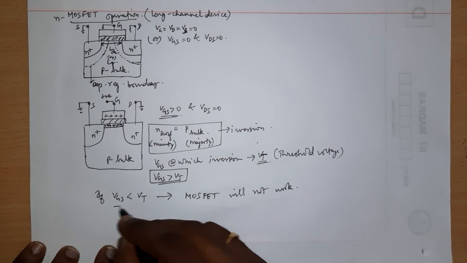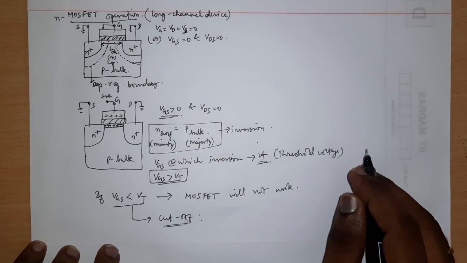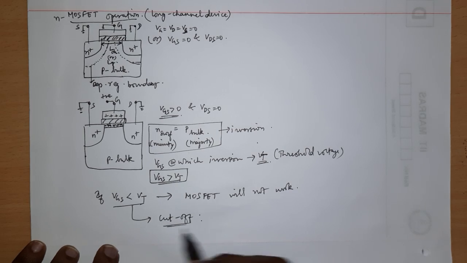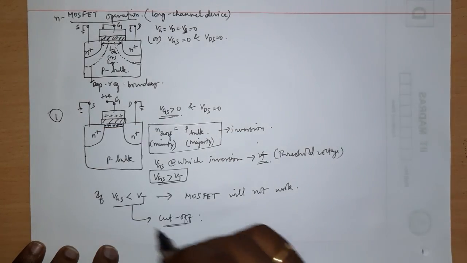Okay, this condition is called cutoff. The MOSFET is cut off. You cannot get any current. Okay, you cannot get any useful current. This is the first condition, that is the cutoff condition.